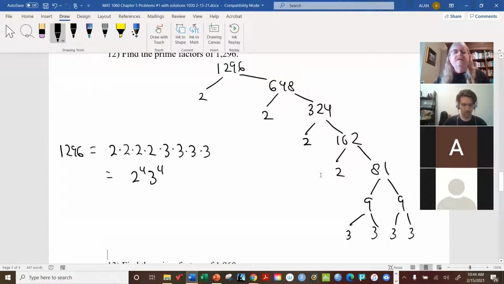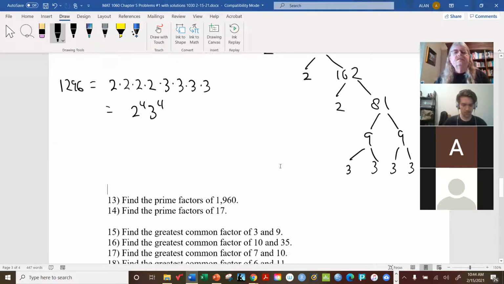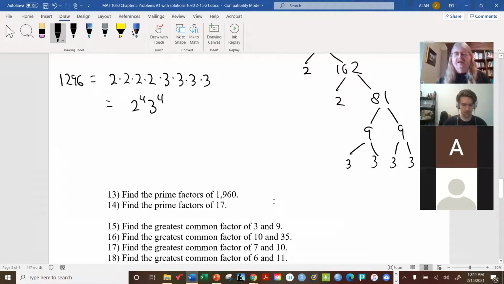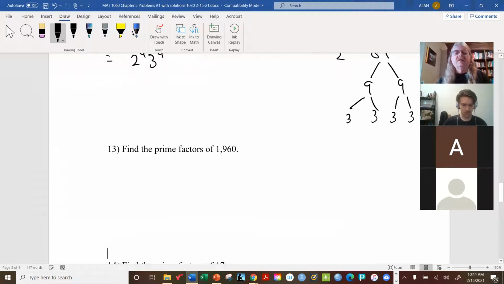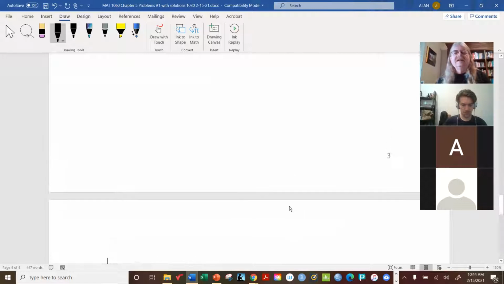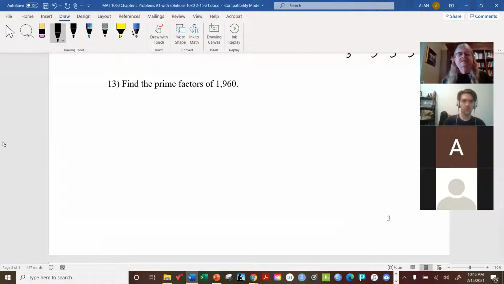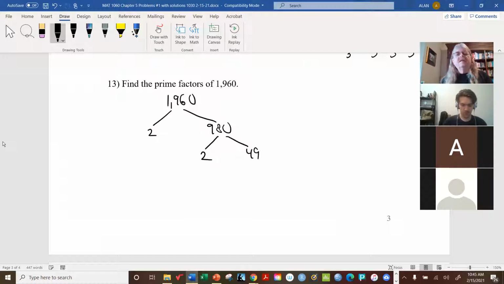Okay, now, how about, oh man, 1960, that's probably going to be a real whopper. 1960 divided by 2 is 980, then 490. This is even as well.